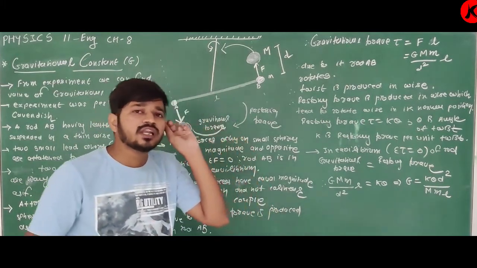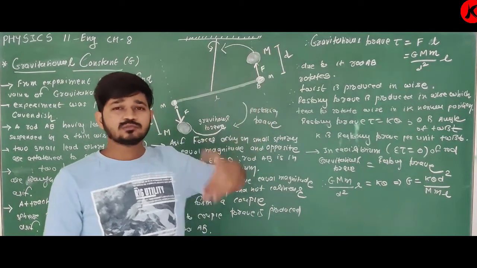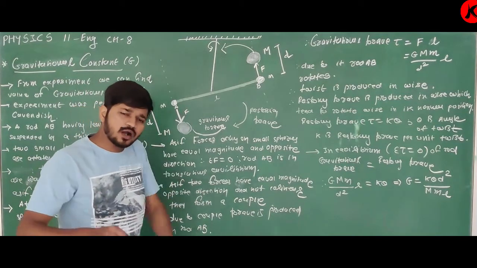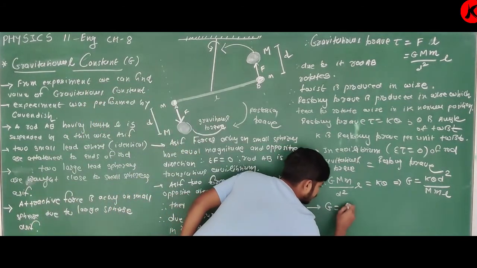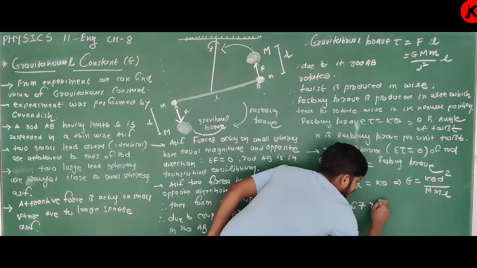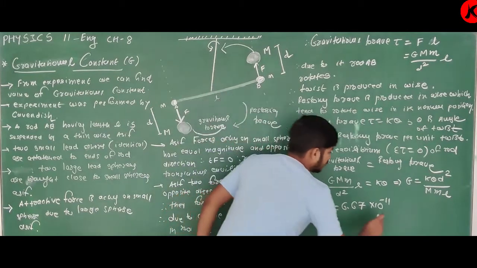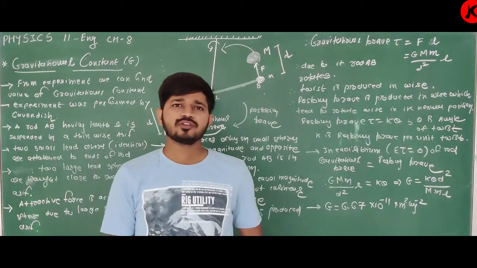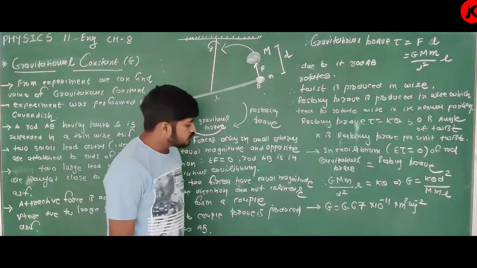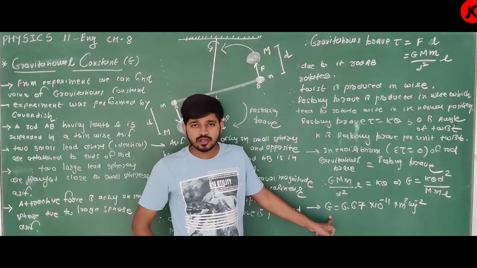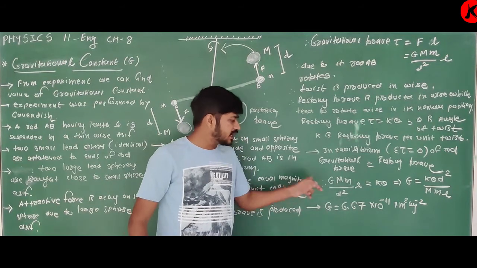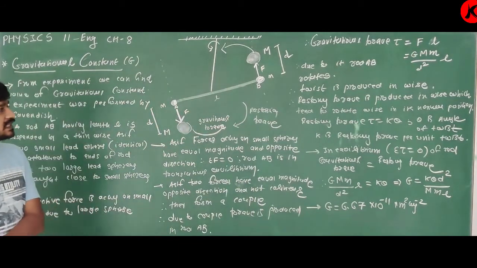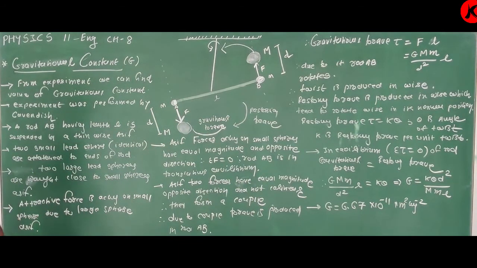Cavendish also calculated the value of G, but from that time to this time there have been some modifications, and right now the accepted value of G is 6.67 into 10 raised to minus 11. And we know its unit: Newton meter square kg raised to minus 2. So you have to remember this value of the gravitational constant. G is equal to 6.67 into 10 raised to minus 11 Newton meter square kg raised to minus 2. Clear? So it is the whole theory.